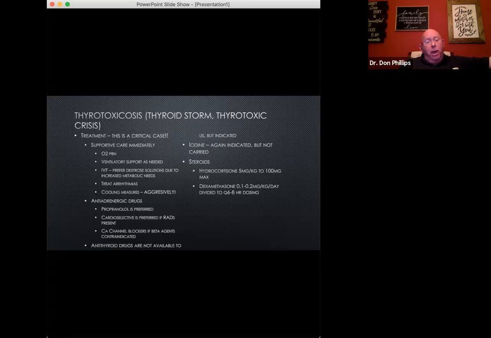You can give them calcium channel blockers such as Cardizem if the beta blockers are contraindicated. The cardioselective stuff, the Lopressor and those sort of drugs are preferred if they have reactive airways disease. So you need to keep that in mind. Most places don't carry propranolol anymore, at least not pre-hospital. We don't have anti-thyroid drugs available. Iodine, once again, we don't usually carry that. Steroids, we do carry these in a lot of cases. Hydrocortisone and dexamethasone, okay? You can give those. They will help.